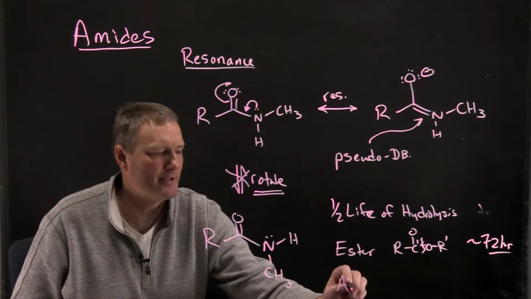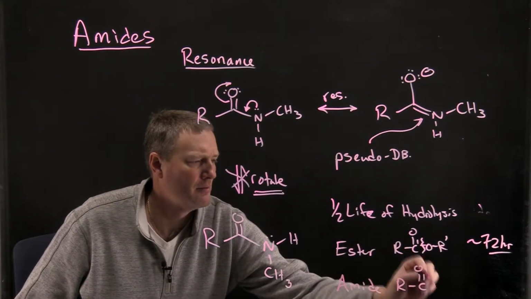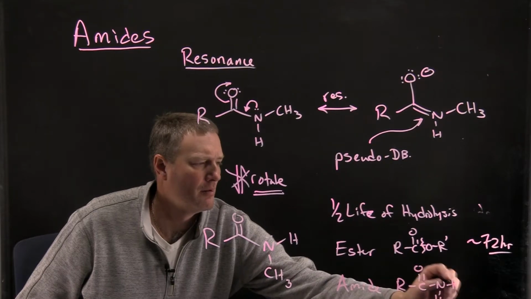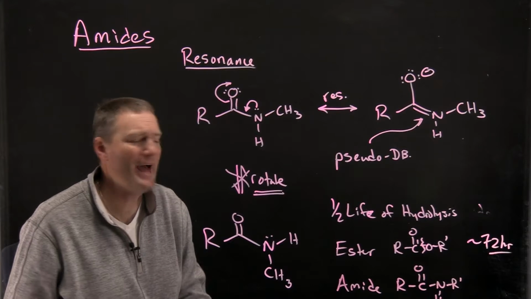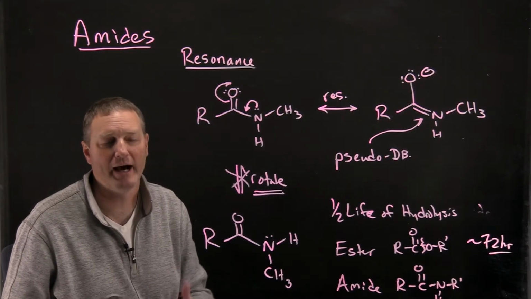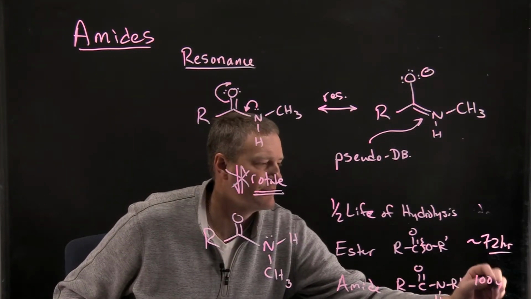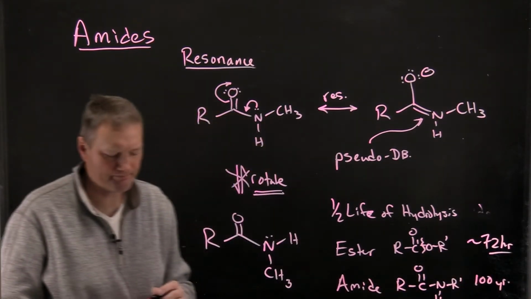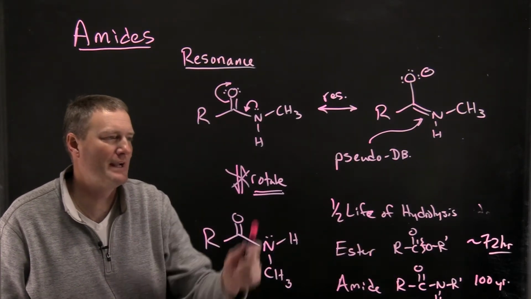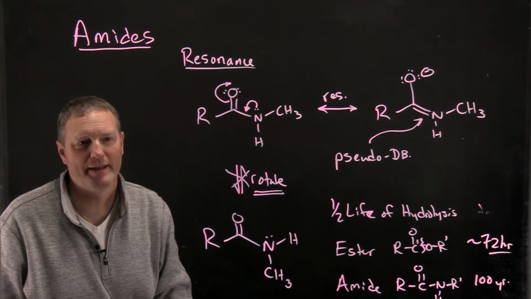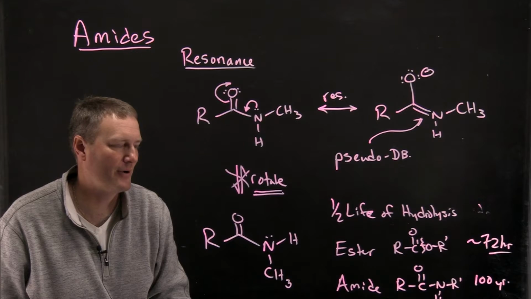However, if you take an amide, similar type amide, and you put this into pure water and let it sit, the half-life of amides is anywhere between 100 to 1,000 years. We'll just say 100 years. So amides, as you can see from just this simple demonstration here, are much, much more stable than the corresponding esters, and that all goes back to the fact that they have this pseudo double bond character.